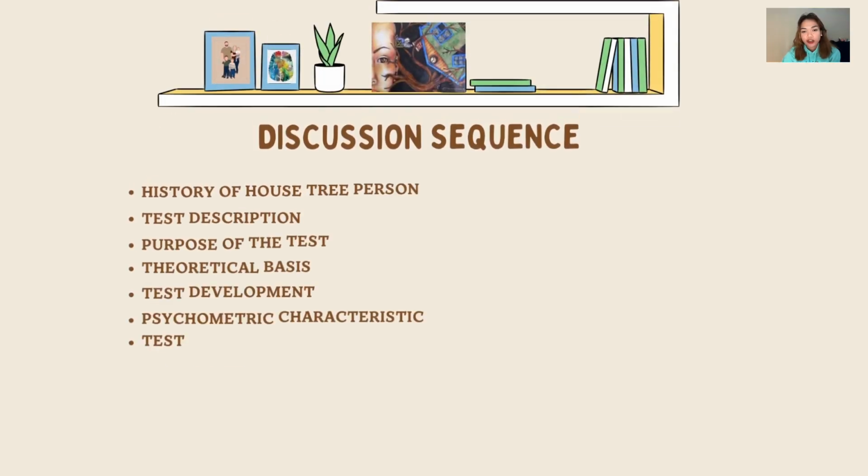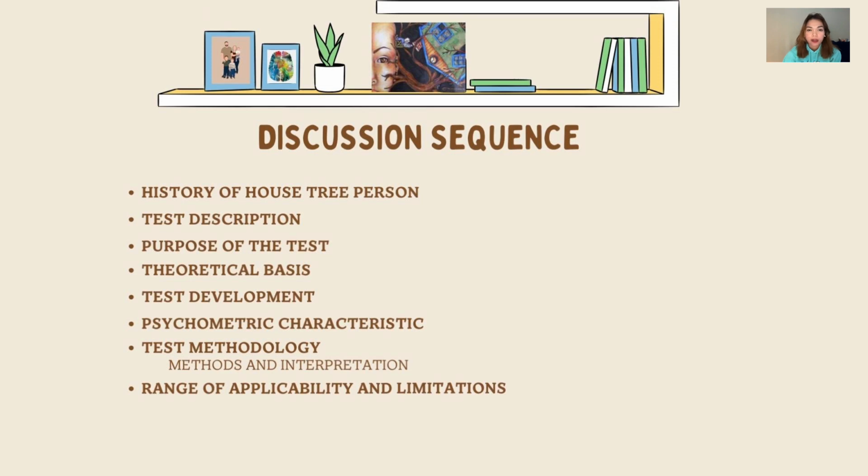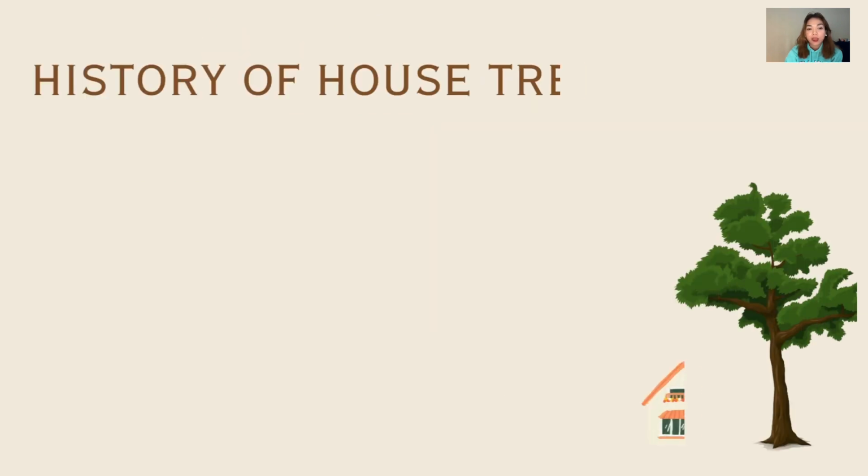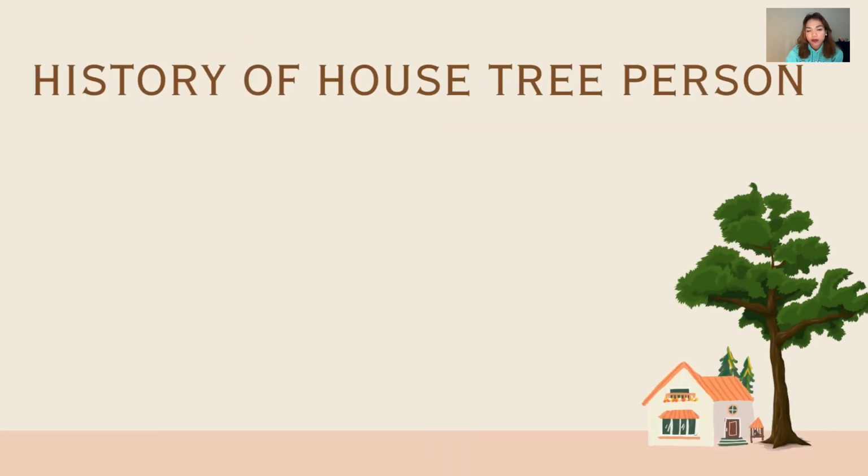So in this discussion, we will be talking about the history of House Tree Person, the test description, the purpose of the test and its theoretical basis, the test development and psychometric characteristics, the methods and interpretation of the test, and the range of applicability and its limitations. So first, let's discuss the House Tree Person.